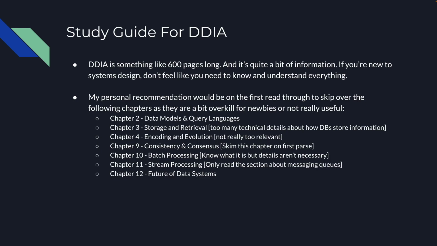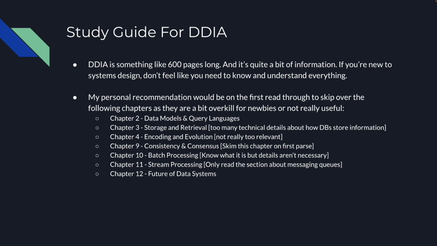The first chapter you want to skip is going to be chapter 2, Data Models and Query Languages. This isn't really necessary, especially in an interview context. The third chapter you can skip as well, Storage and Retrieval. It goes into way too much technical detail about how databases actually store information and the data structures behind that. If you're a low-level systems design person, then you're probably going to want to know this, but for most people, knowing B trees and all these sort of things really isn't that necessary.